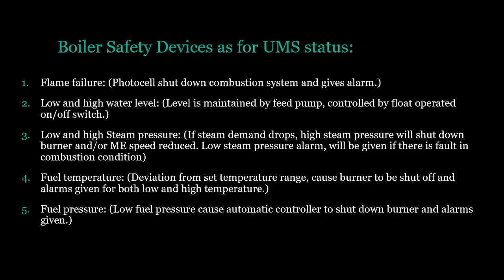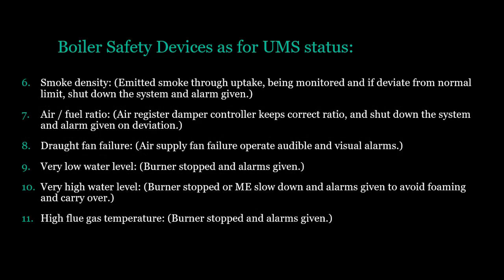Fuel pressure: low fuel pressure causes automatic controller to shut down burner and alarms given. Smoke density: emitted smoke through uptake is monitored, and if it deviates from normal limit, the system is shut down and alarm given. Air/fuel ratio: air register damper controller keeps correct ratio, and system is shut down and alarm given on deviation. Draft fan failure: air supply fan failure operates audible and visual alarms. Very low water level: burner stopped and alarms given. Very high water level: burner stopped or slowed down and alarms given to avoid foaming and carry over. High flue gas temperature: burner stopped and alarms given.